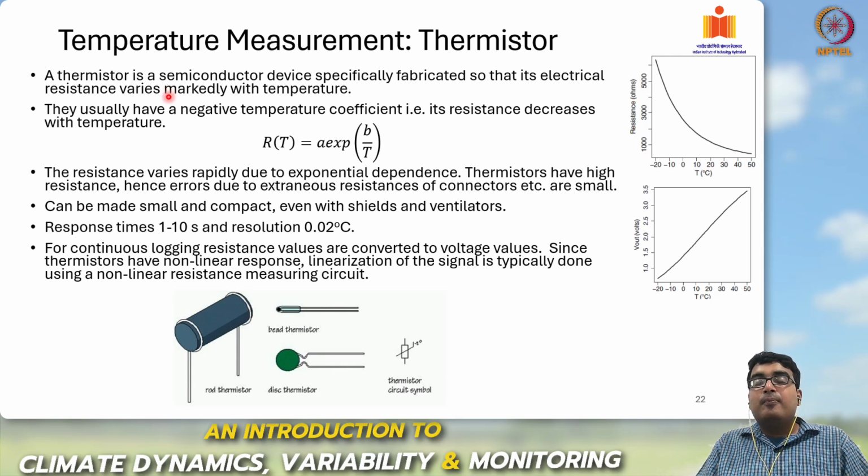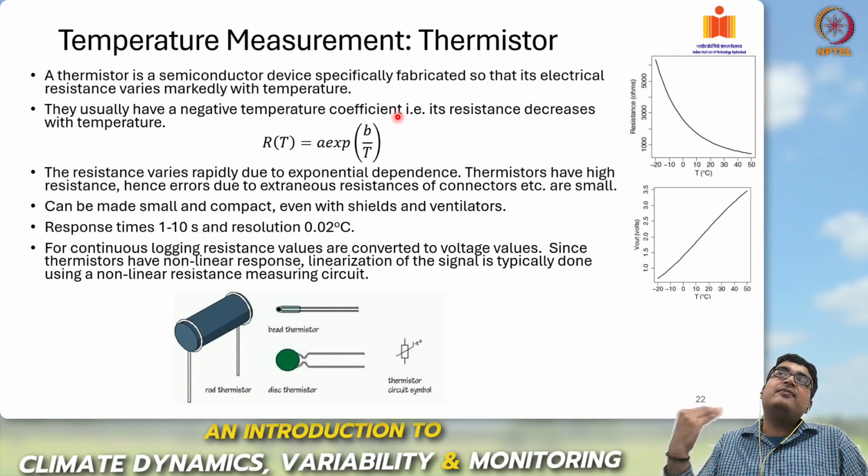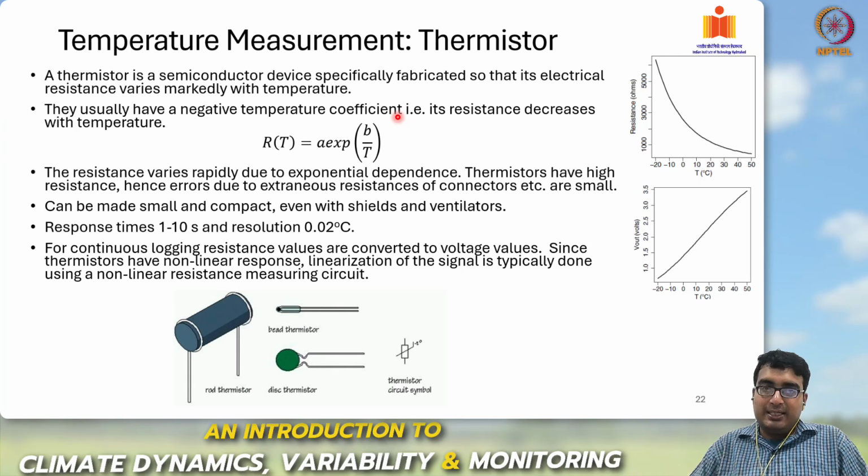that is made up of a semiconductor device specifically fabricated so that its electrical resistance varies markedly with temperature. So, the electrical resistance of the semiconductor device is extremely sensitive to changes in its temperature. So, the electrical resistance becomes the variable which is the output from the thermistor, and because it's temperature dependent, it gives us the temperature data.